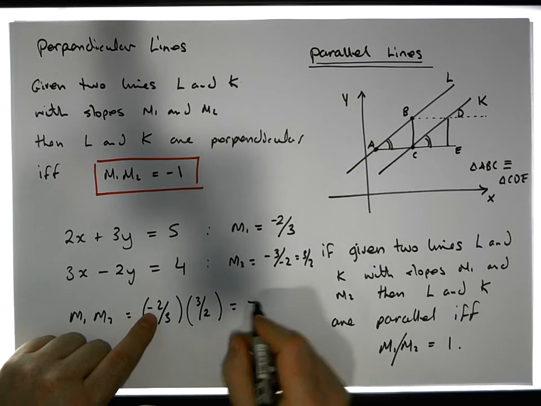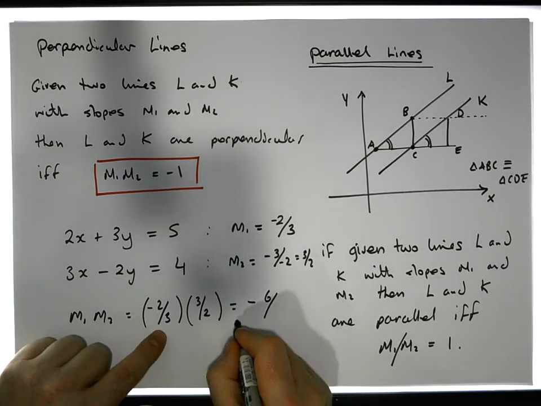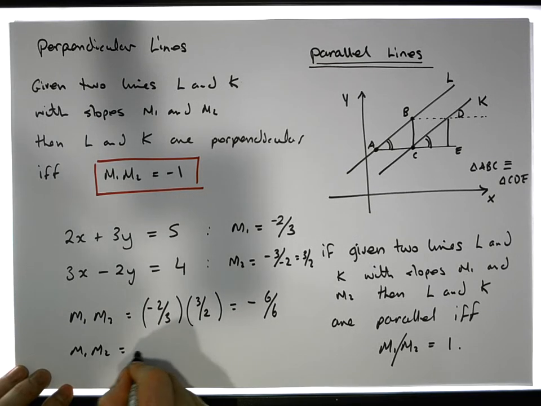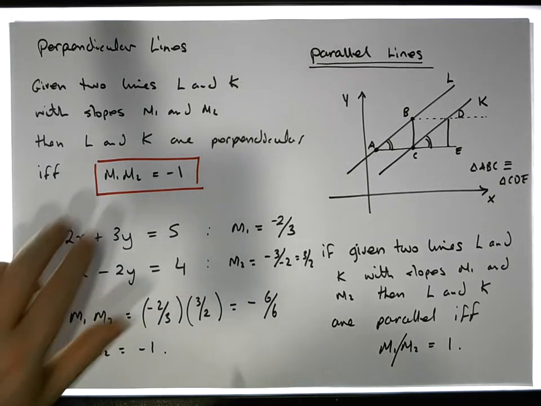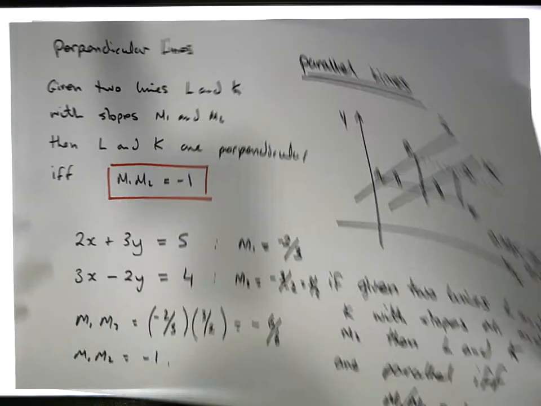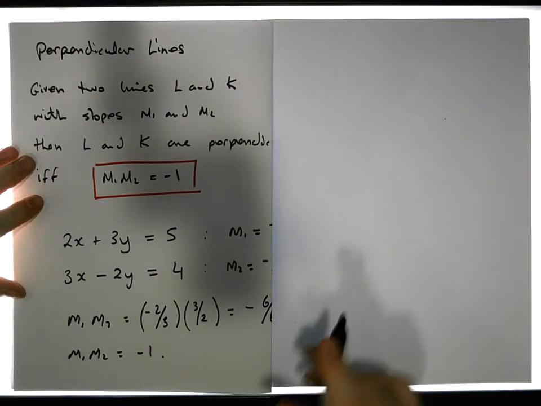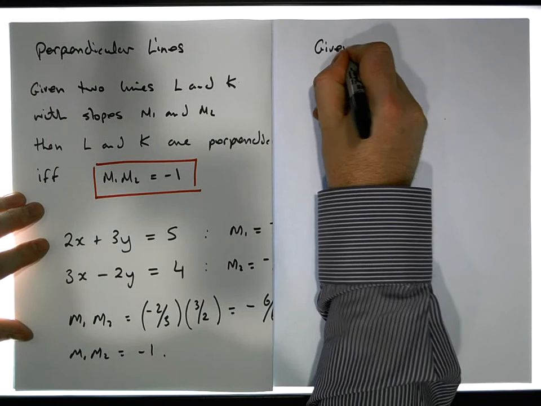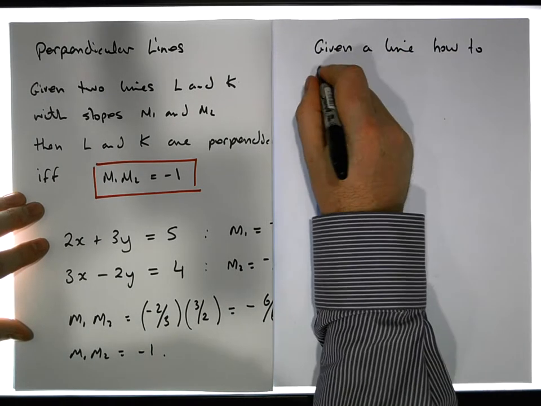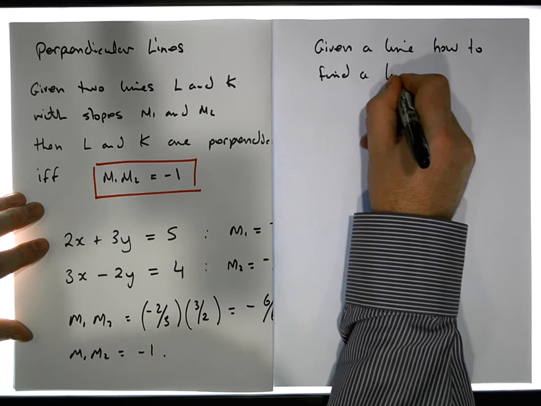2 times 3 gives us 6, and 3 times 2 gives us 6. So what we end up with is m1 times m2 is equal to minus 1. And so these two lines here must be perpendicular to each other. So given a line, how do we find a line perpendicular to it?